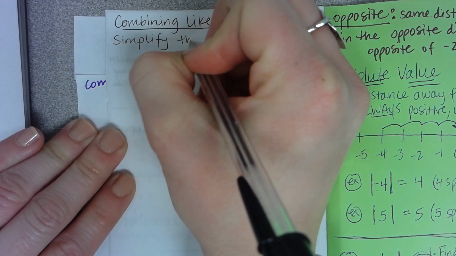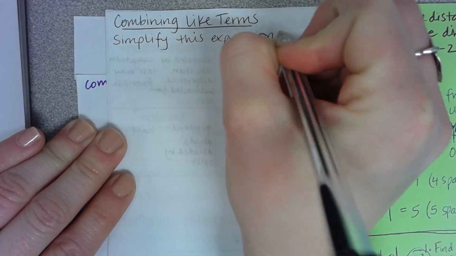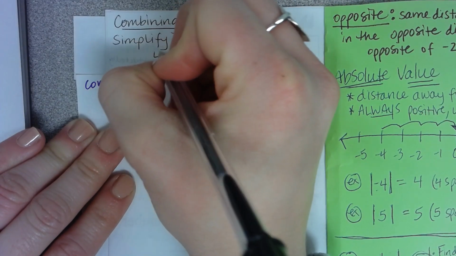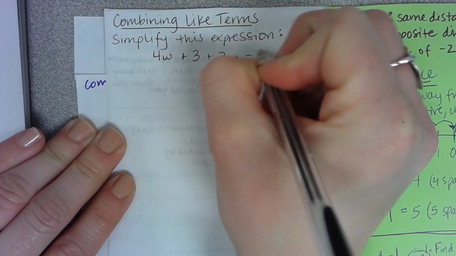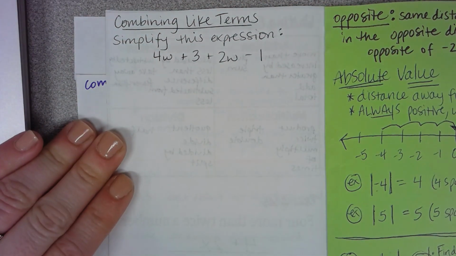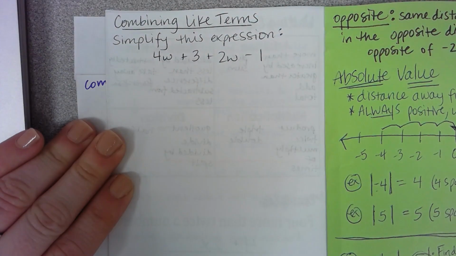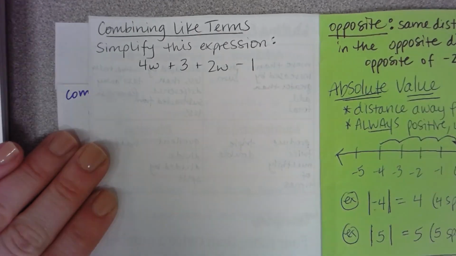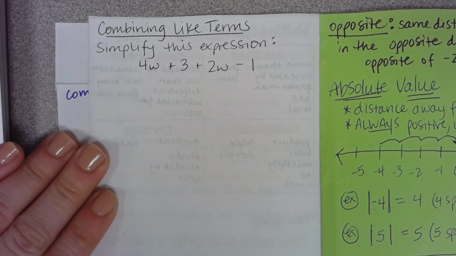Simplify this expression. 4w plus 3 plus 2w minus 1. Okay, so you'll notice we have 4 different terms in this problem. 4w, 3, 2w, and 1. But now we're going to combine like terms.